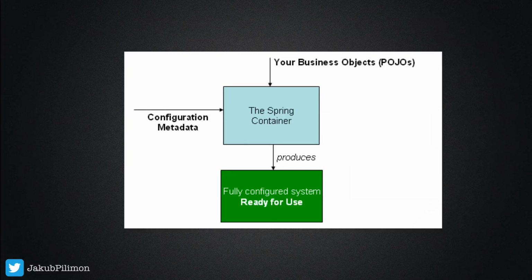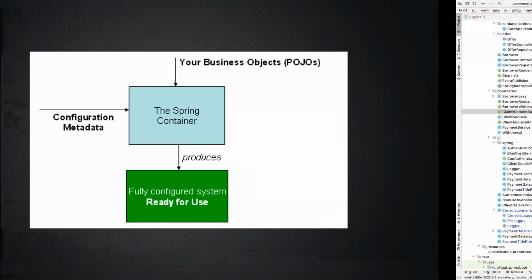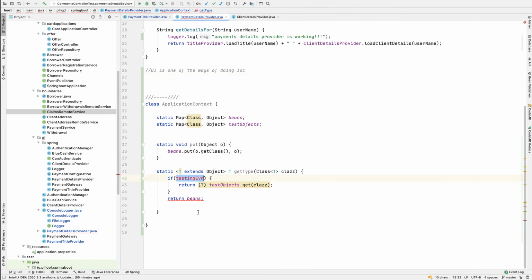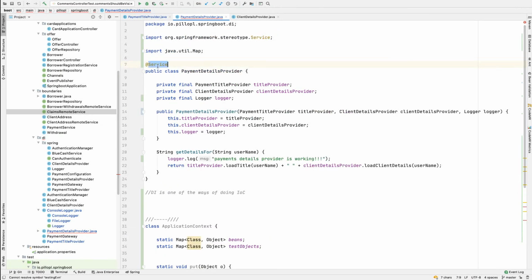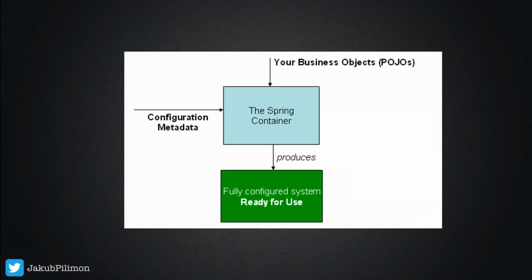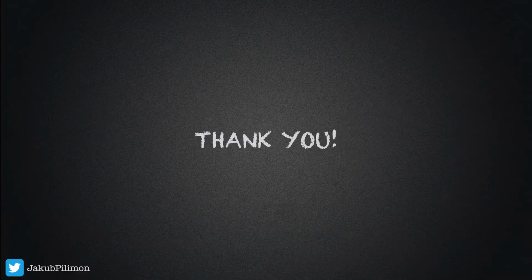And to sum it up, with Spring, if you have your business object, your plain old Java object, POJO, payment details provider, and you pass some configuration metadata, take a look here, like testing environment or those annotations, you will have a bean managed by Spring. So the container takes the POJO, some configuration, and creates a bean. Ready for use, fully configured system. All right? So that was a very short and quick introduction to what Spring is.